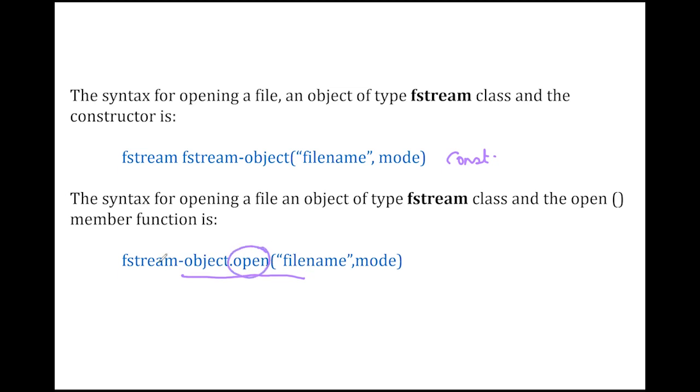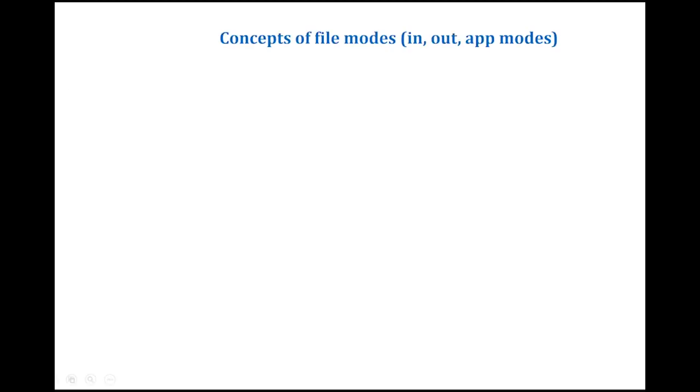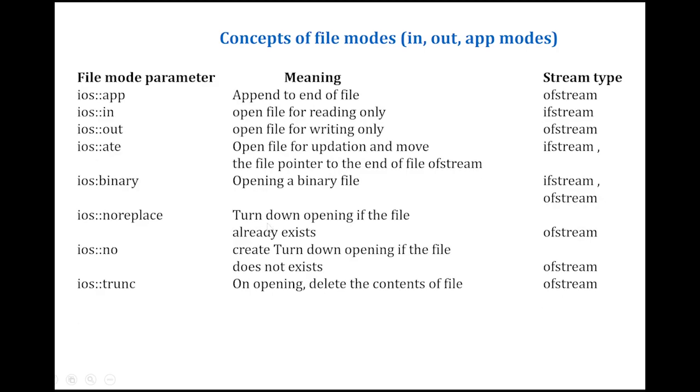Okay, so we are clear till here. We have learned that there is a keyword of a class name, then there is an object, then there is an open function. So what is this mode exactly? How is it going to work? So let us see a list of modes which we can use with this particular method, where we can open the file for both input as well as output. Okay, so see, this is the concept of file modes. So we have a table here.